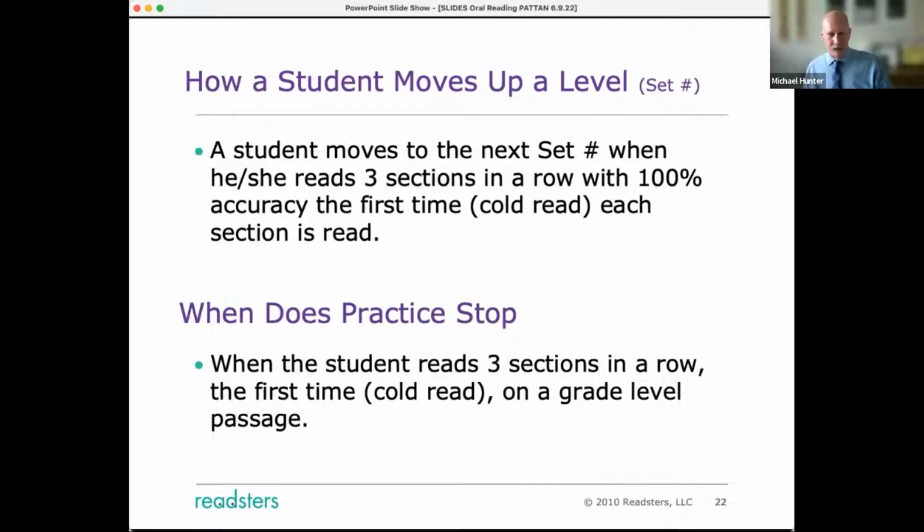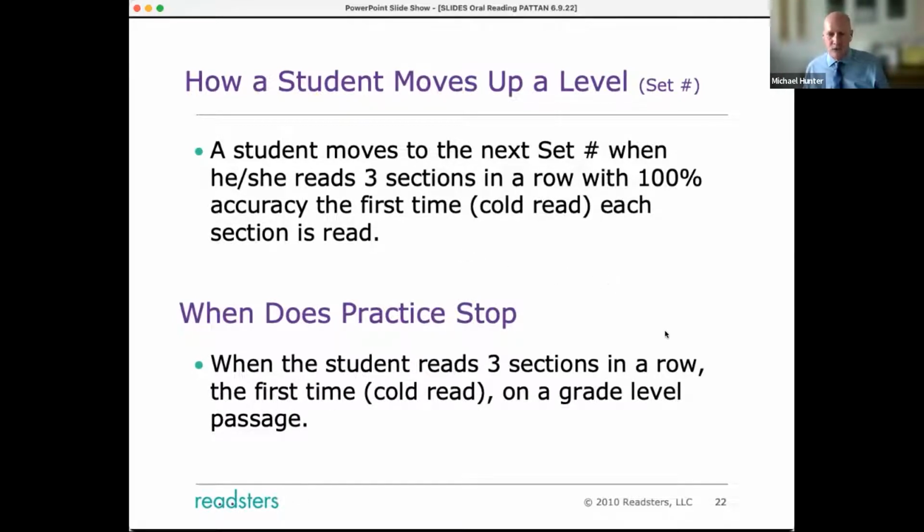So if they get 100% accuracy on 2 sections, and then they have a bad day and they don't get 100% accuracy on the next section that they're reading, we start over again on that 3 in a row. It has to be 3 back to back. So this is habit change that we're working on, and we expect students to occasionally slip and be almost there but not quite there. Great, we'll just keep trying until we achieve it.